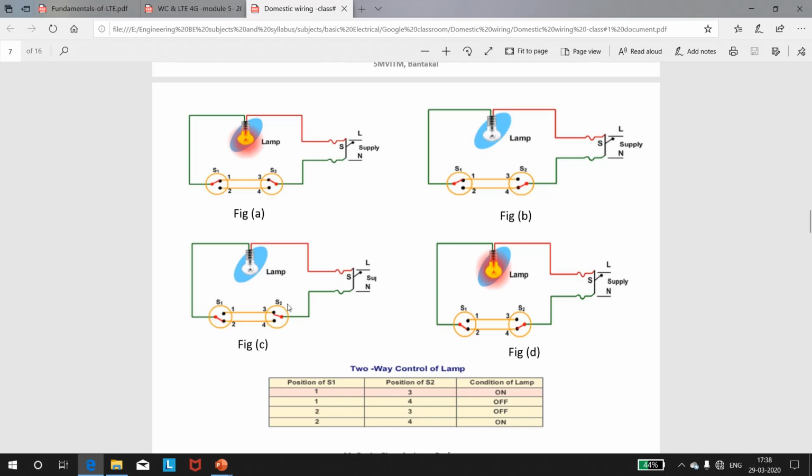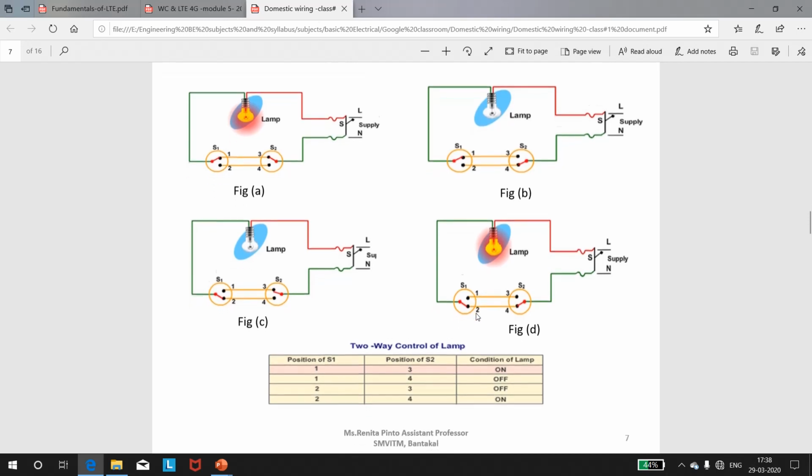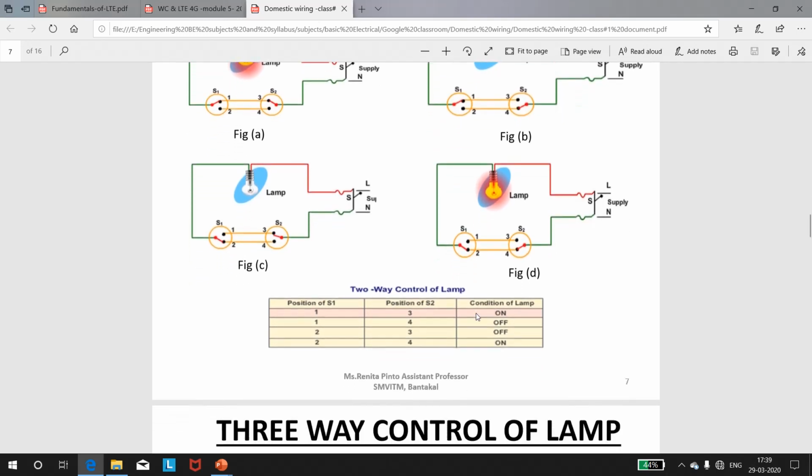Third case, switch S1 is connected to position 2, switch S2 is connected to position 3. In this case, again, the circuit becomes incomplete, lamp will be off. Fourth case, switch S1 is connected to position 2, switch S2 is connected to position 4. Again, in this case, the circuit becomes complete and the condition of the lamp will be on. So this is how one single lamp is controlled using two different switches. That is the two-way control of lamp.